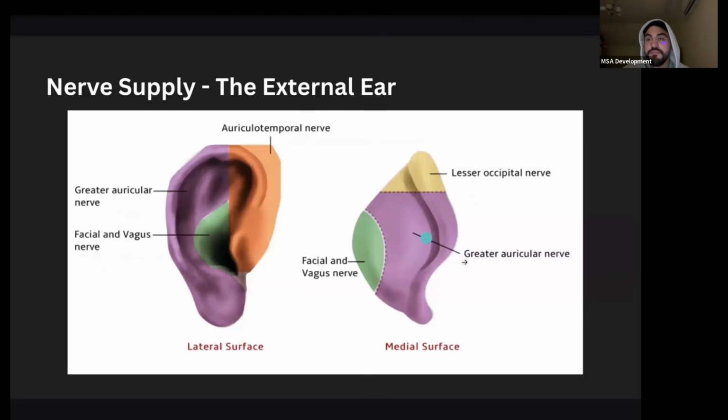And this is basically from behind as well. This is going to be the greater auricular nerve supplying it, and this is going to be supplied by the lesser occipital nerve. Honestly, I haven't seen many questions on the nerve supply of the external ear. But yeah, it's good to know it.